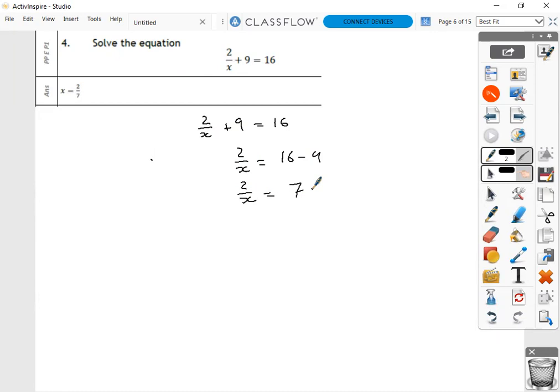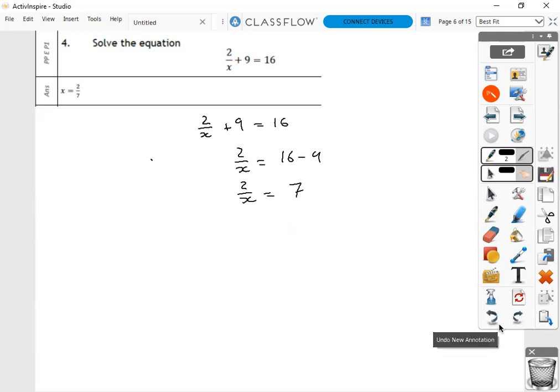Okay, now x is on the bottom there. I can't just take that 2 across and be done with it. Okay, if I took that 2 away at this point and left the x on the left hand side here, I'd have 1 over x equals 7 over 2. Okay, now that's not what I want. I want x on the top line. Okay, so just be careful with that.